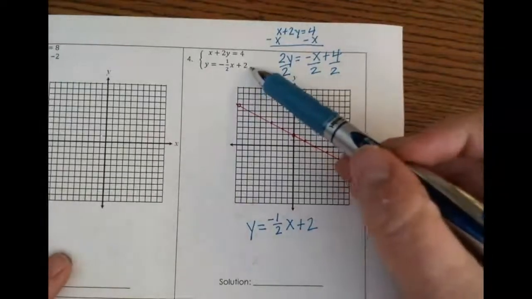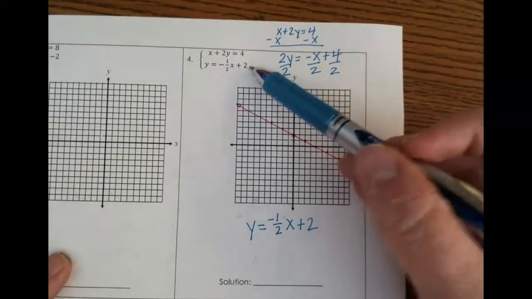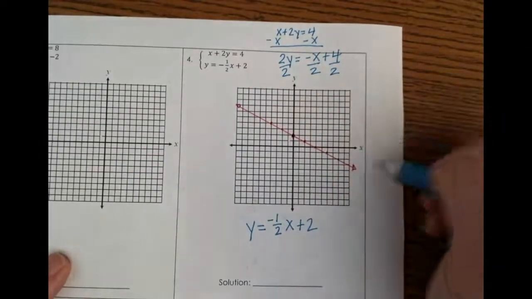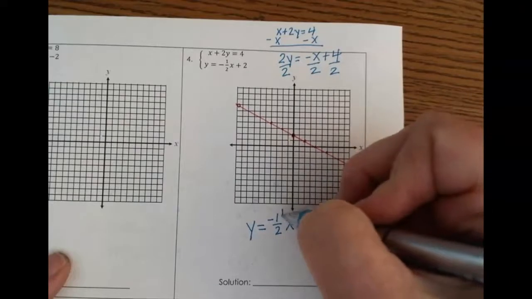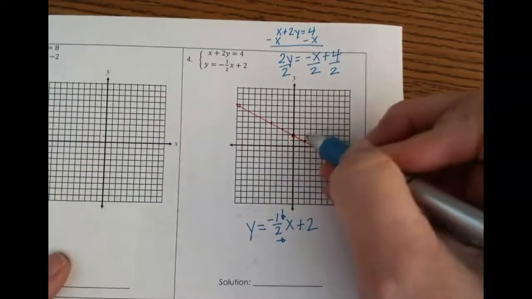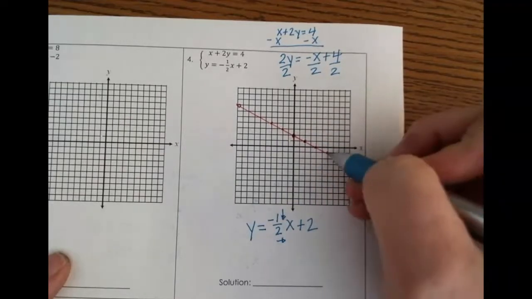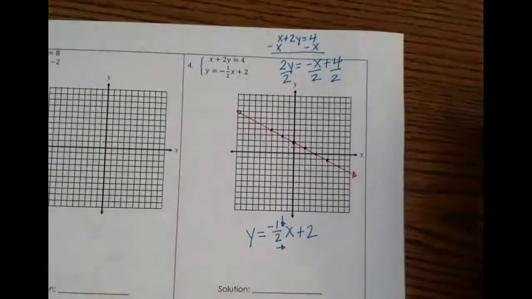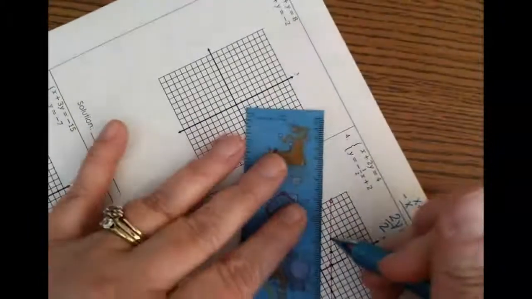Does that look familiar? Does it kind of look like that one? I wonder what that means. So let's take a look. I start at 2, and my slope says go down 1 and right 2. So here and here and here and here. It's actually the same line. So we're going to draw that one in too.